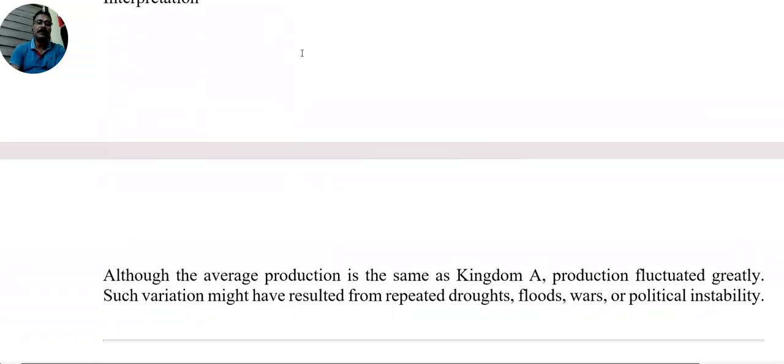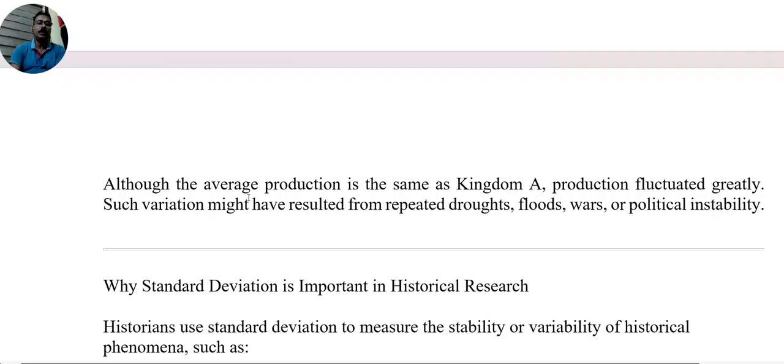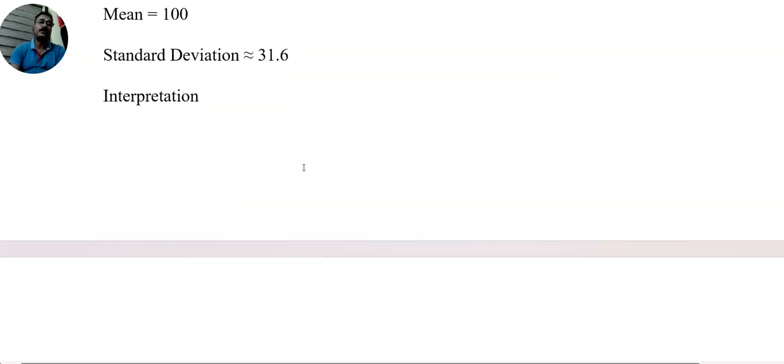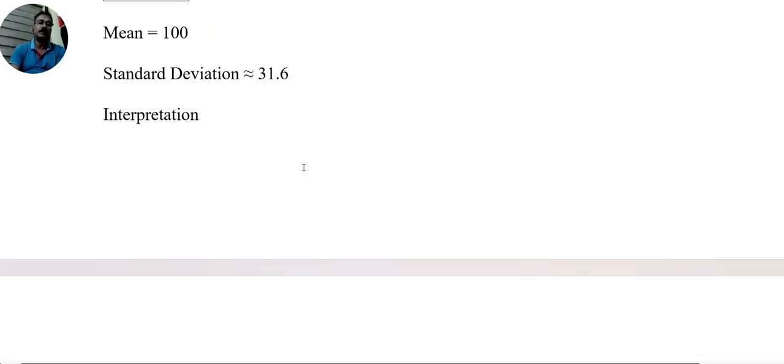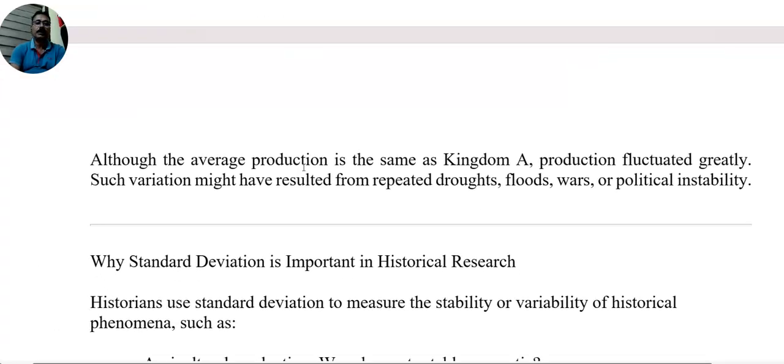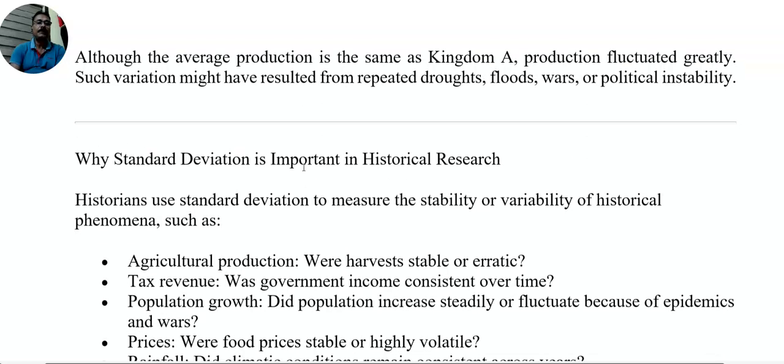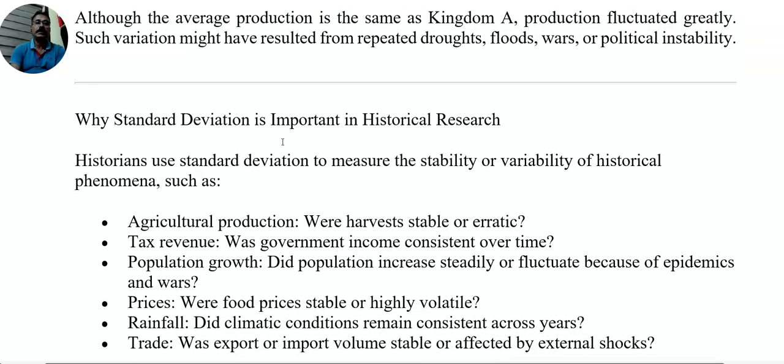Now how can you interpret this? Although the average production is the same in kingdoms A and B, the production in B fluctuated greatly. Such variation might have resulted from repeated droughts, floods, wars, or political instability. So this is the task of the researcher, to search for the main reasons for such fluctuation in wheat production. This is the work of the researcher. Similarly, why is standard deviation important in historical research?